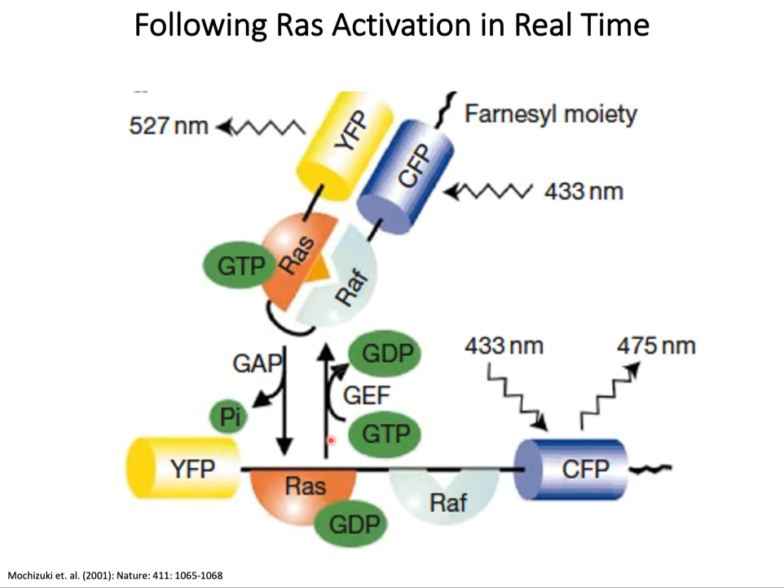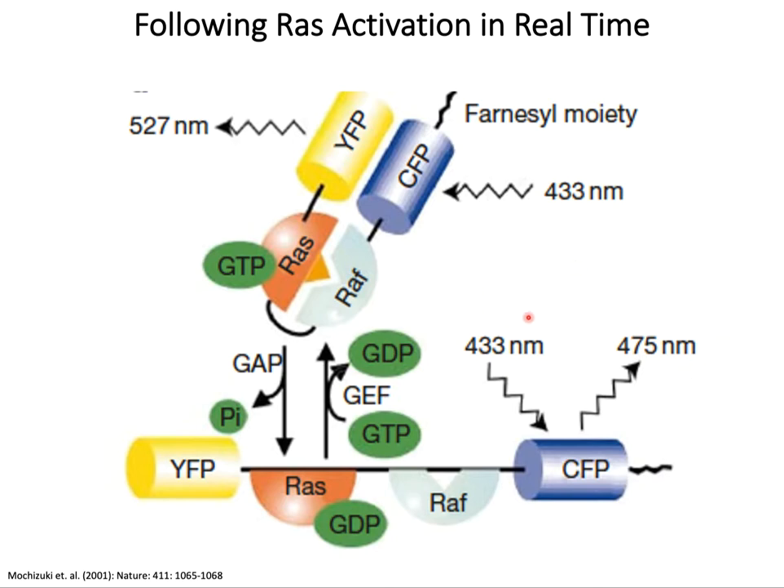So when there is no signaling through the receptor tyrosine kinase, the RAS is in the inactive GDP-bound state, and the RAF does not bind to RAS. In this case, the YFP and the CFP are far apart and there is no FRET. If you excite the cells at the excitation wavelength of the CFP at 433 nanometer, you only get the emission spectrum of 475 nanometer of CFP.